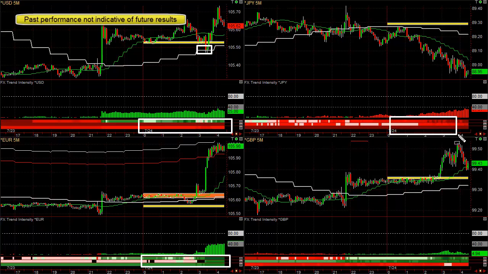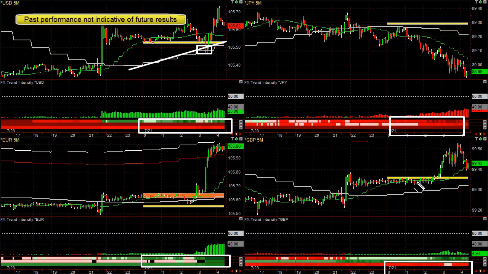The yen is weak on all time frames, and the pound's mixed. The monthly trend's down, the daily and weekly is up. So in a nutshell, you can be looking to buy the pound, buy the euro. If the dollar goes underneath its hourly right here, because the weekly and monthly trend are down, you can certainly sell the dollar. And the yen's just flat out weak.